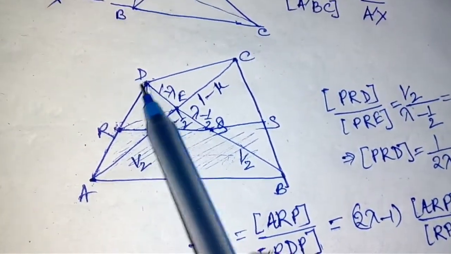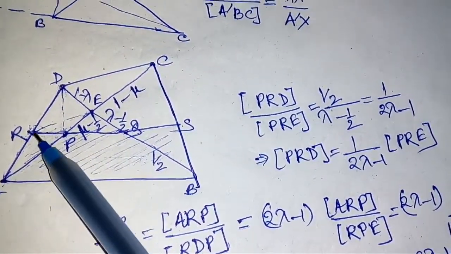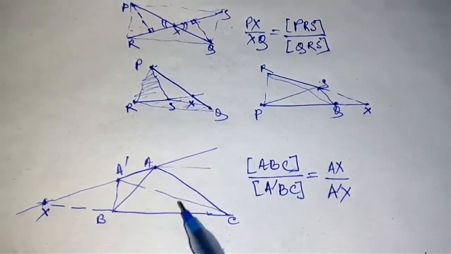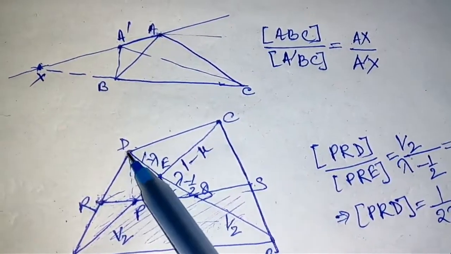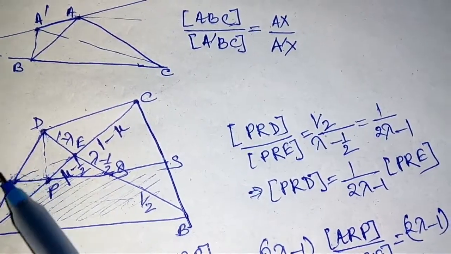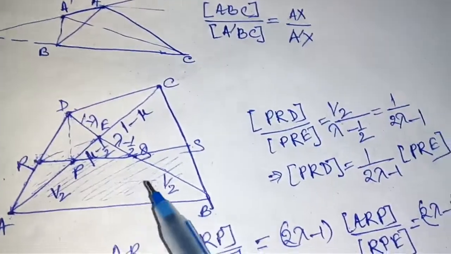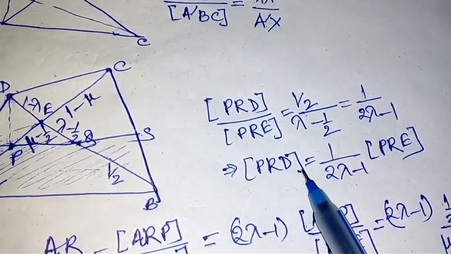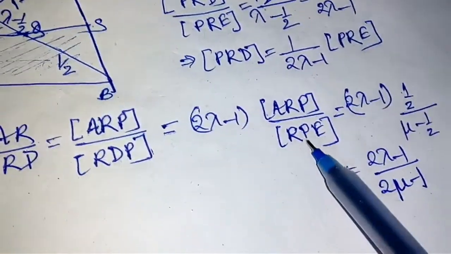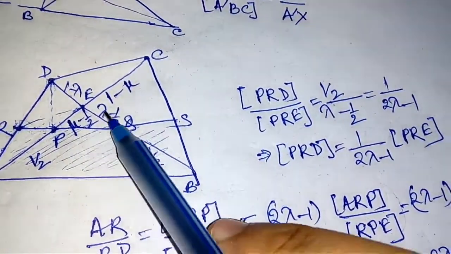So I will convert this triangle to this triangle. So to convert that, what I will do is PRD by PRE, using this theorem, vertex sliding theorem. I have slided the vertex to this point. So this whole is 1/2 and this one is lambda minus half, and if I calculate the ratio, this will be the answer. So likewise I can calculate that area of triangle PRD is 1/2 lambda minus 1 into PRD. Now I will substitute that here. Now see, I get the ratio of ARP by RPE.